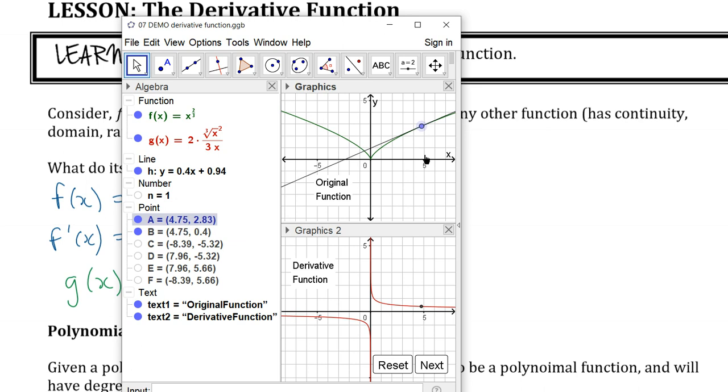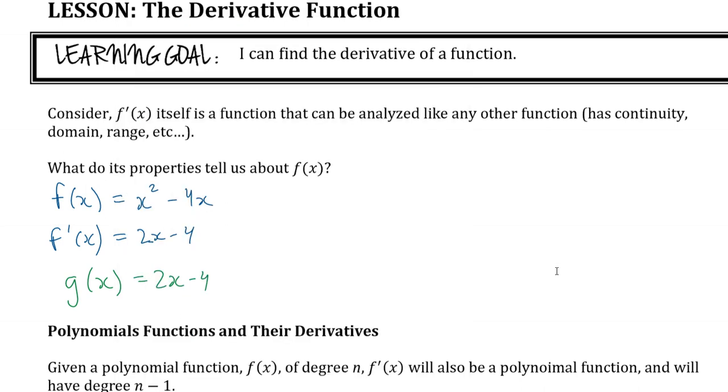Are people getting that? Do you see the relationship? We'll go into a lot more detail on this. We might even look at this demo again, but just some example of understanding that we're relating the original function to the derivative function. Okay, so let's summarize this.